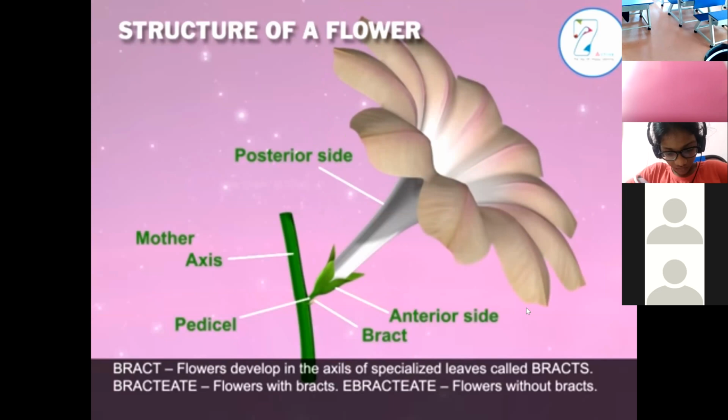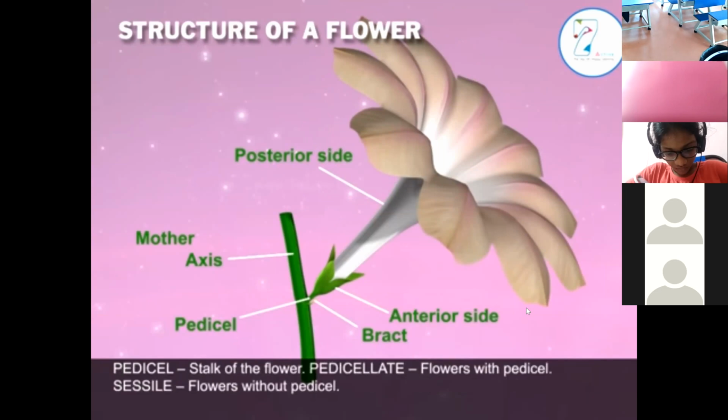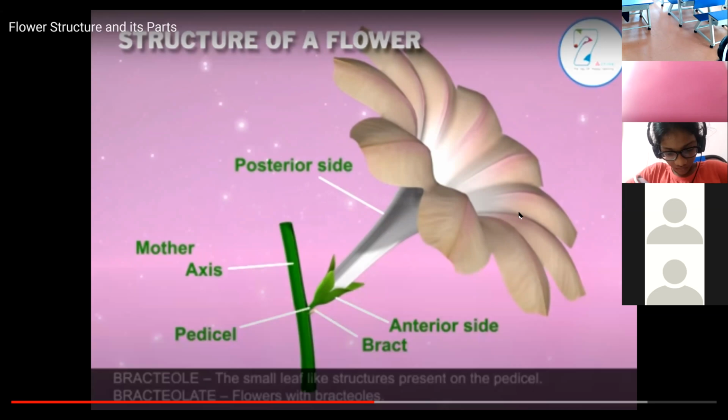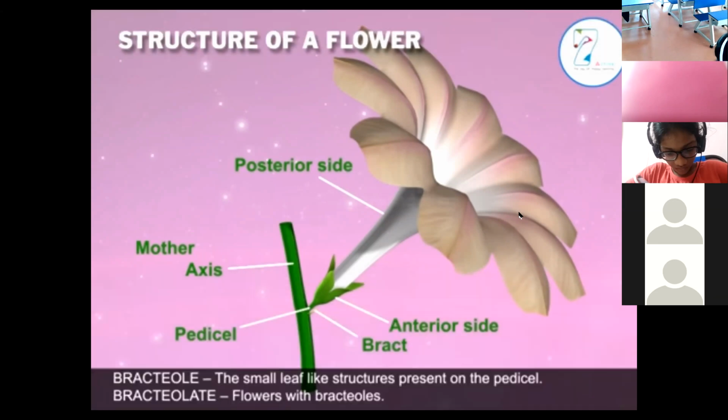Pedicel. Stalk of the flower. Pedicellate. Flowers with pedicel. Sessile. Flowers without pedicel. Bracteole. The small leaf-like structures present on the pedicel.